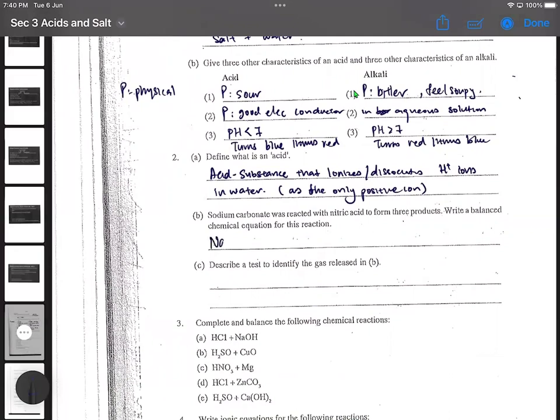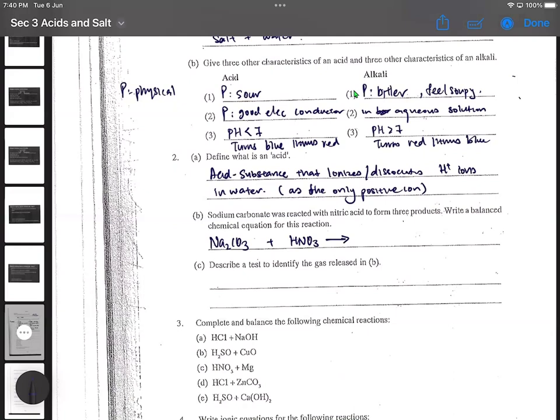Part B, sodium carbonate reaction. We react with nitric acid. Okay, this one you all have already done last lesson, the word equation. By right, you all owe me homework, but I think none of you remember. Then I will settle the homework by next week. I'll remind you all again about the homework. Okay, so let's settle this.